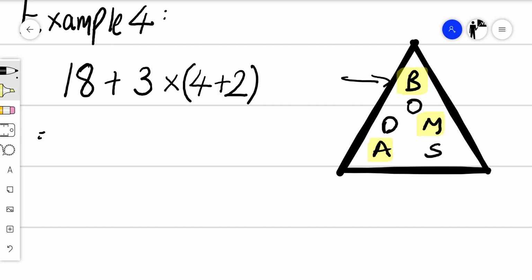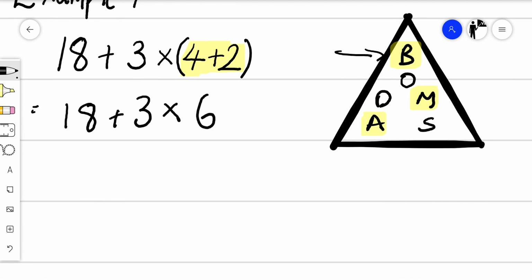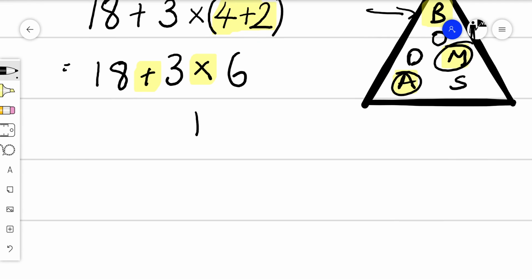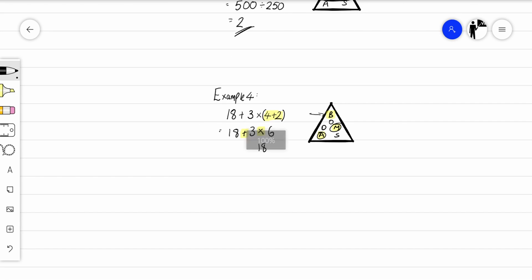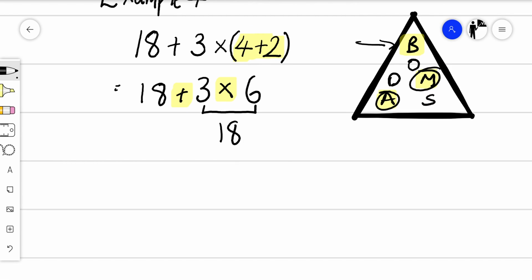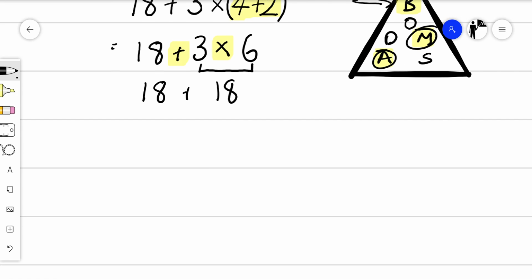So we need to work out 4 plus 2, which is 6. Notice how I put the answer directly underneath, and everything else I'm just going to bring down. We're now at this stage here, 18 plus 3 times 6. Once again, we've got addition and multiplication. Multiplication is higher up, so I need to do that first. So 3 times 6 is 18. Once again, I put the answer underneath. So it becomes 18 plus 18, which gives us 36.